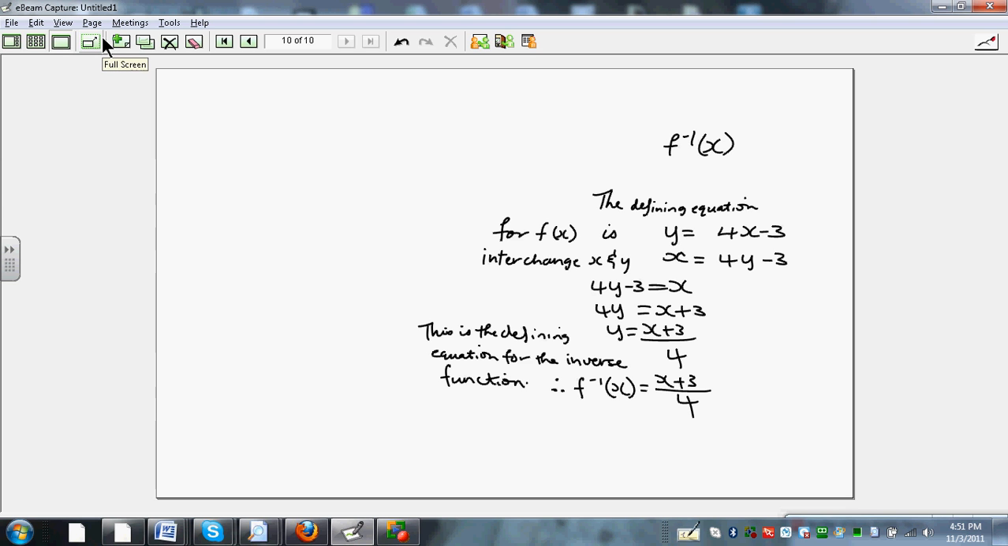Those are the steps that I gave you. The first step is to write that the defining equation for f of x is this, or let y equal to the function. The second step was interchange x and y, which we did. The third step is to make y the subject of the formula, which we did. Recognize that when we reach that point, it is the defining equation for the inverse function. So the inverse function is actually what is on the right, which is x plus 3 over 4.